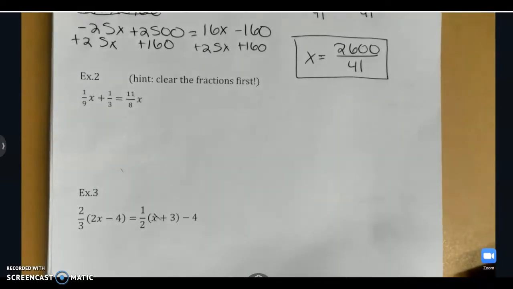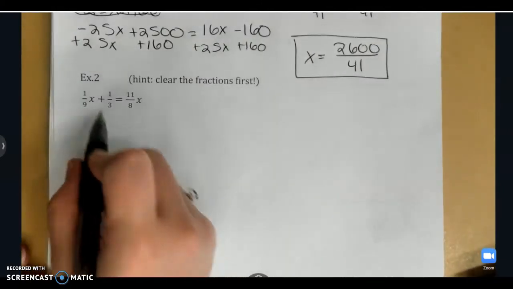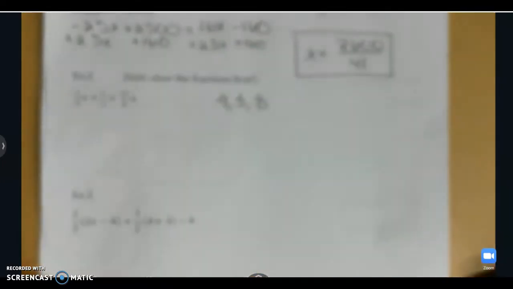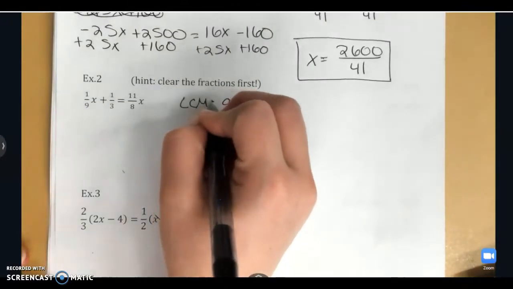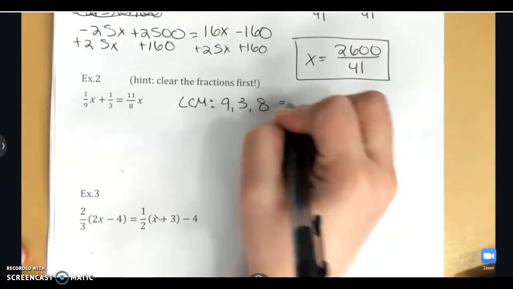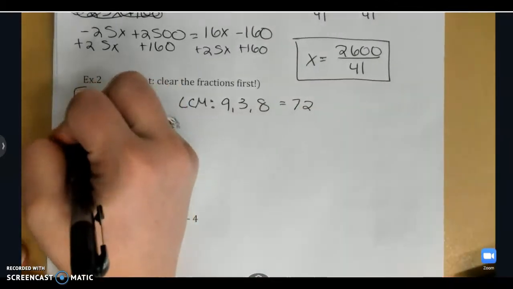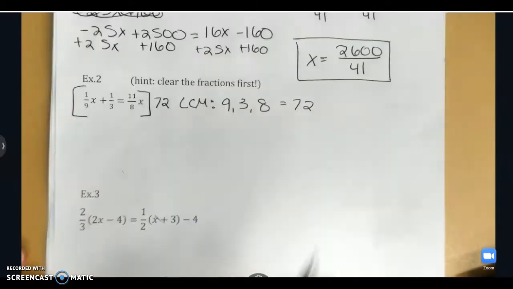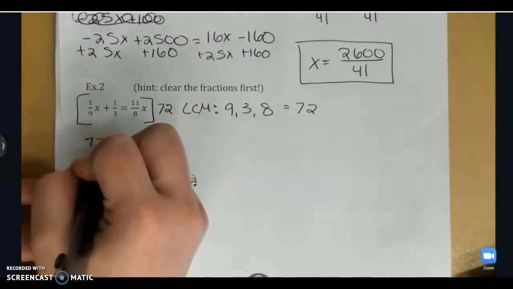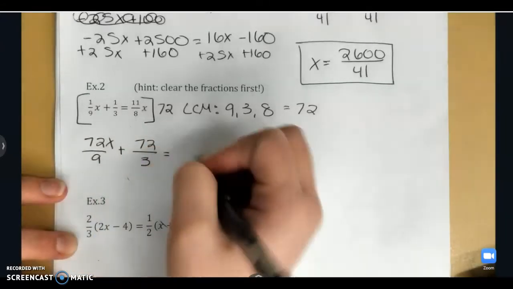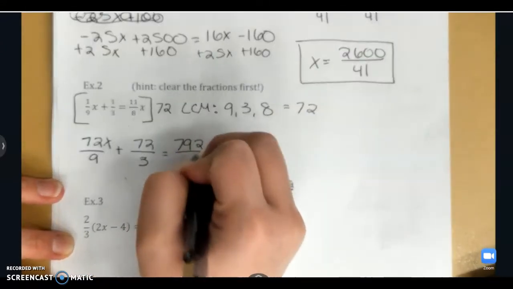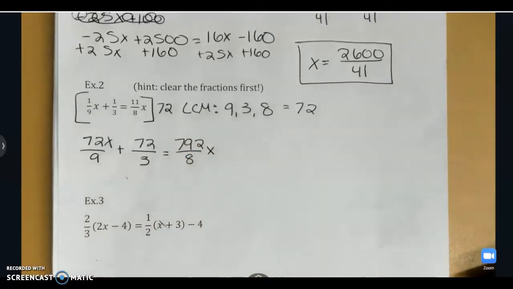Now, on example 2, and for the rest of these problems from here on out, what we're going to want to do is clear fractions. So, in example 2, I've got denominators 9, 3, and 8. And in order to clear those fractions, I need to find the least common multiple between 9, 3, and 8. And that is 72. So I'm going to multiply my entire equation, every piece of it, by 72. So I'm going to get 72x over 9 plus 72 over 3 is equal to 792 over 8x. And now I'm going to simplify.